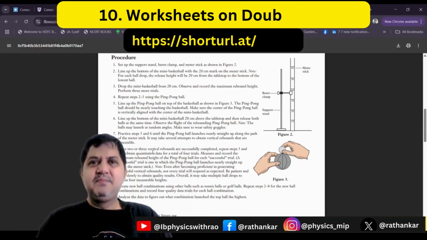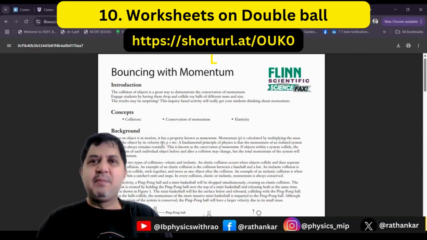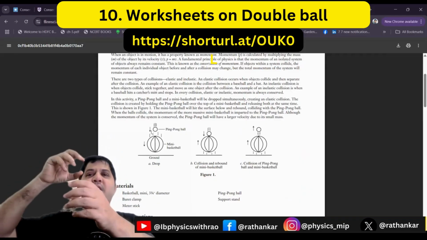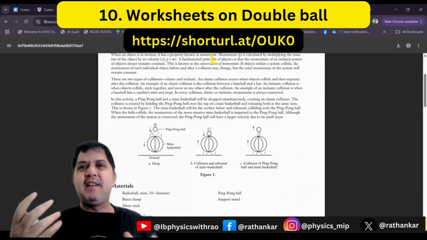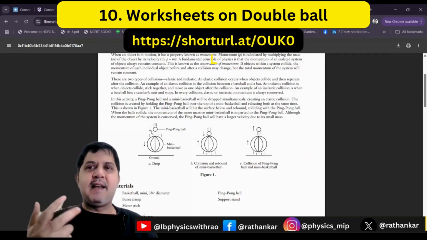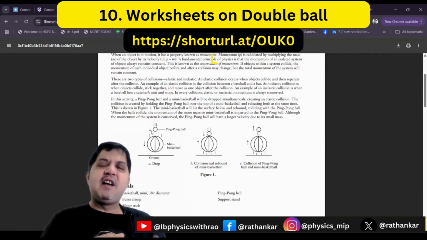Now this one, it's about bouncing with momentum. So what it tells you is to take up a football, take up a small ping pong ball, attach both of them together and then drop them together. This could be an IA, and the moment it hits the floor, it bounces back. And then we may ask, what is the height of the second ball?